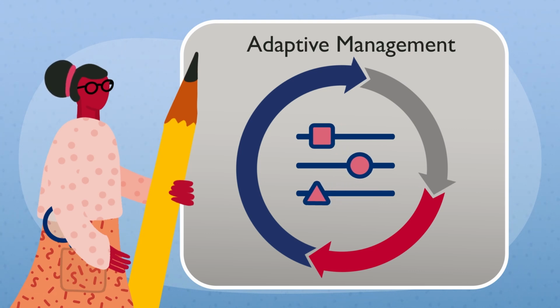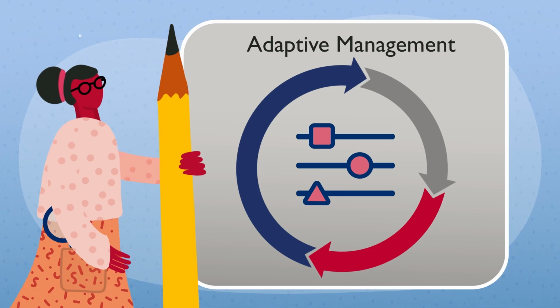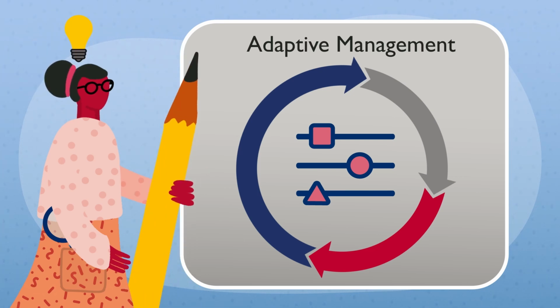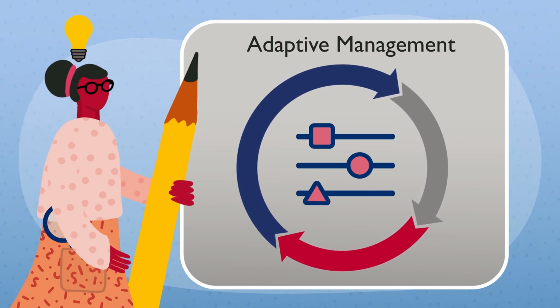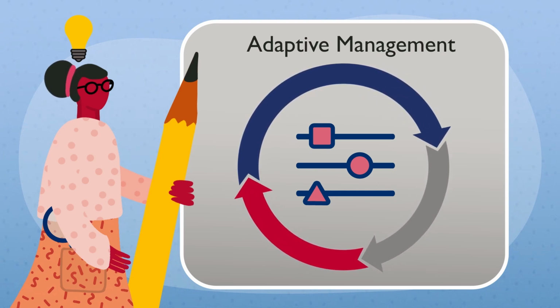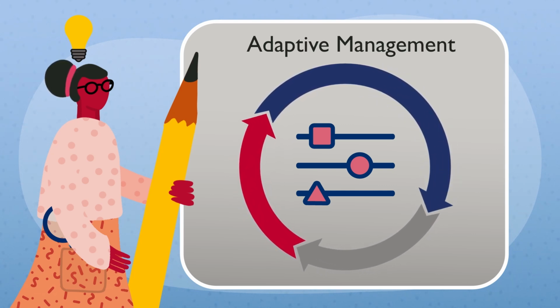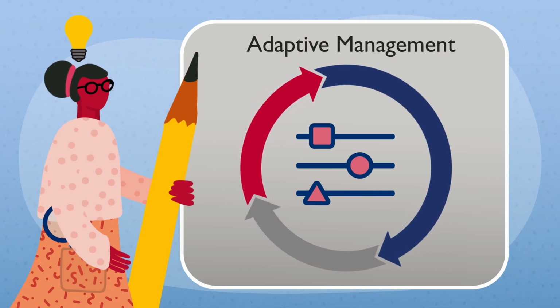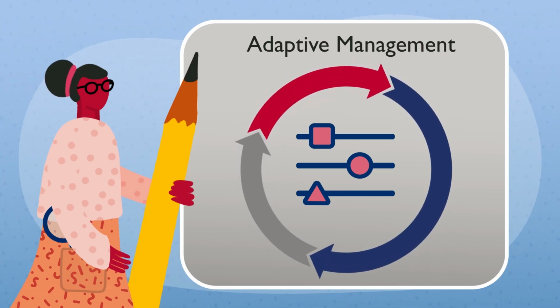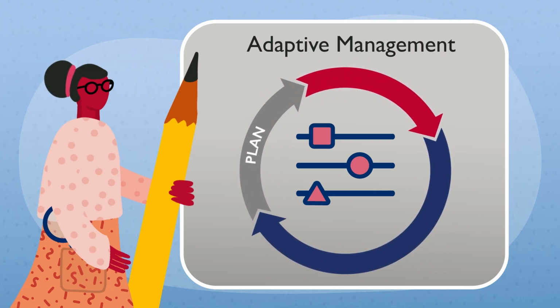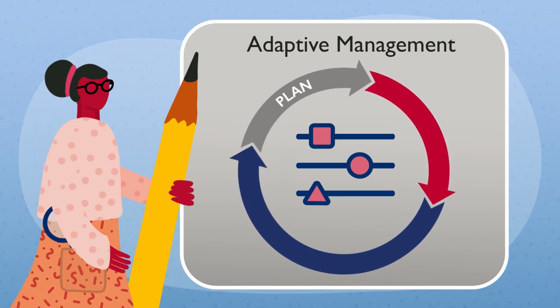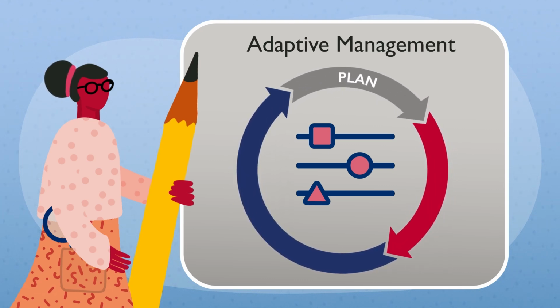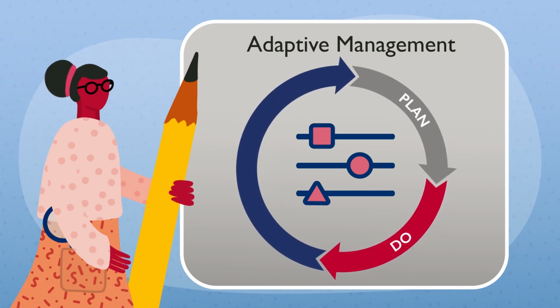This relies on an intentional approach to learning and gathering evidence, then using that information to inform choices and decisions about how you are implementing a program or project. Adaptive management is a cycle. There are 4 key components of the cycle. First, you start by planning and thinking intentionally about what you want to achieve and how you plan to achieve it. Second, you implement what you have planned.